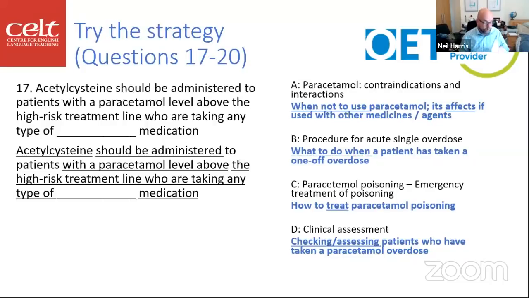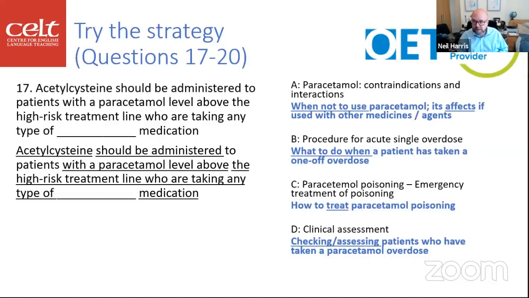So if we have a look at passage A, we need to see, is there anything about the high risk treatment line? And I understand why you chose text A, because it does seem to be to do with contraindications and interactions. And this is the beauty of this. We're making predictions at this stage, but as we look through text A, quite quickly we see there's not anything about the high risk treatment line.